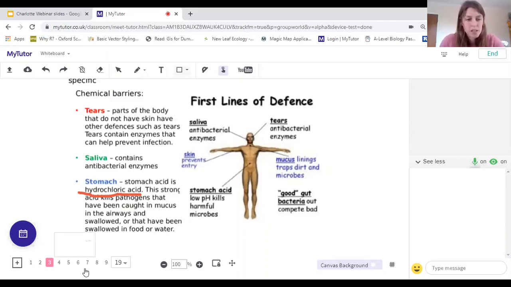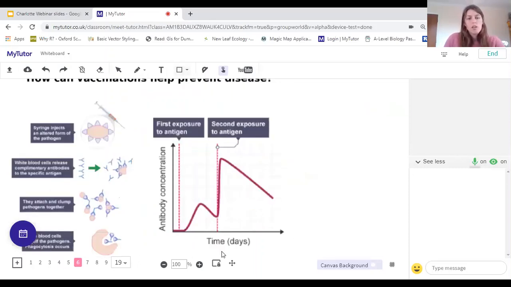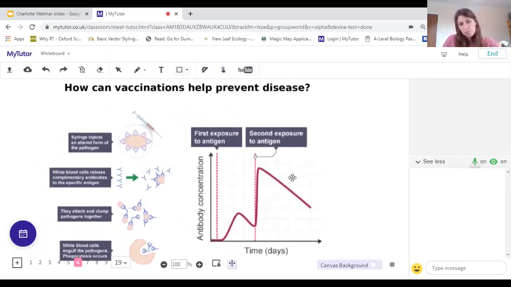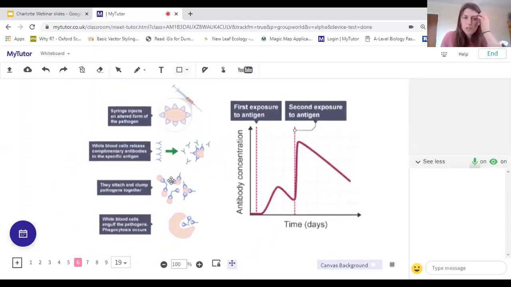Okay, let's move on to the next section. So next we're going to talk about vaccinations. You need to know how a vaccine works, and you need to be able to talk through this graph. You'll get lots of past exam questions about this graph. So here are the stages. There are diagrams from BBC Bitesize. They do a really good vaccination section if you're looking for good revision tools.